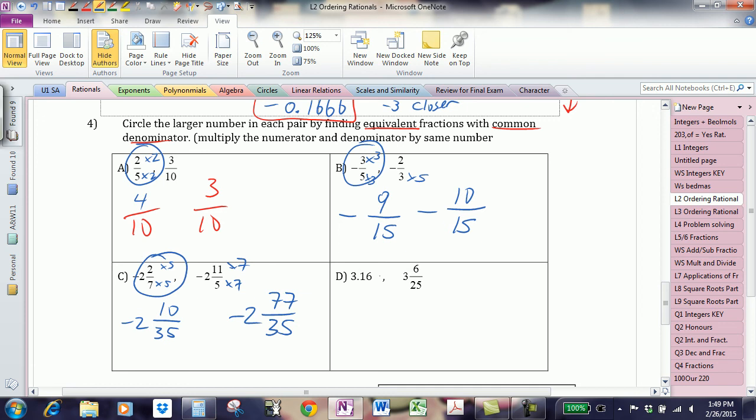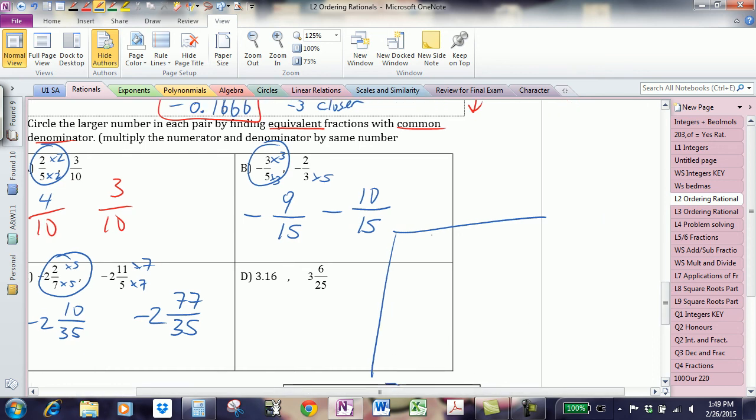How do you get 3.16 as a fraction? Little review for you. Pay attention. If I had 0.3, that is the 10th decimal value. So to convert it to a fraction, it's simply 3 over 10. It's that easy. Write it down, please.